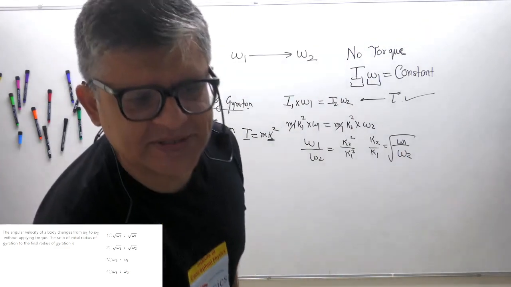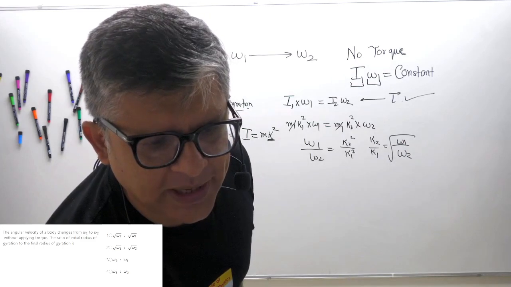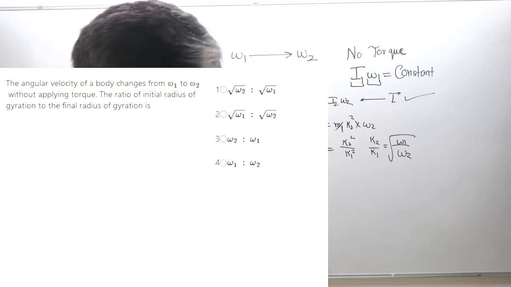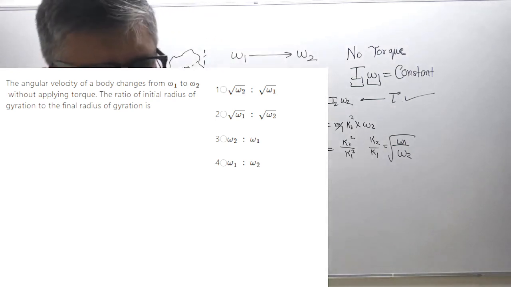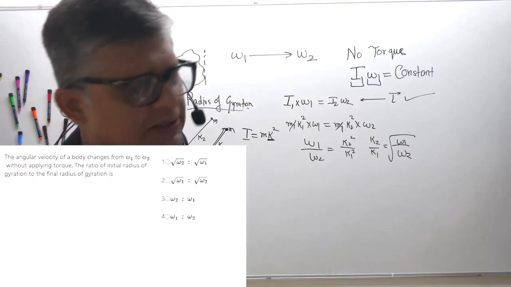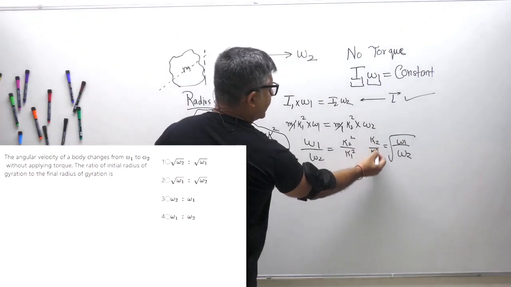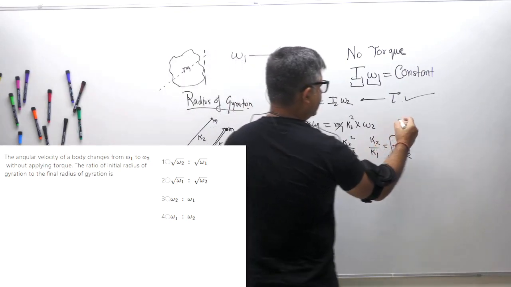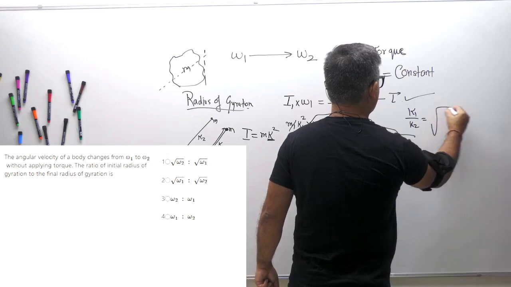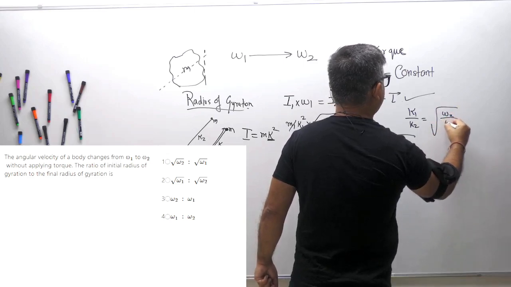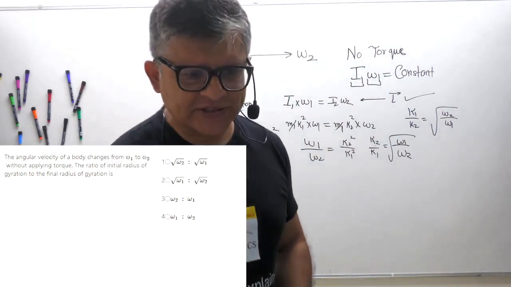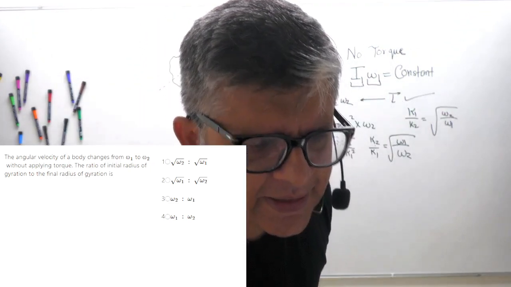So let's see what the choices are and what we are expected to calculate. It is the ratio of the initial radius of gyration, which means we are supposed to find K1 by K2, right? So I will just write initial. I found K2 by K1. We are expected to find K1 by K2, which is equal to omega 2 by omega 1. This is our answer. So you can see choice number 1 is the correct choice.